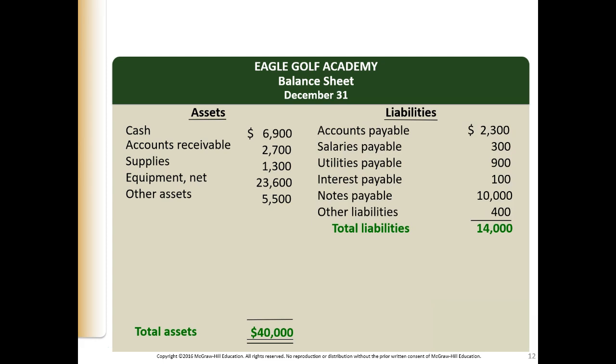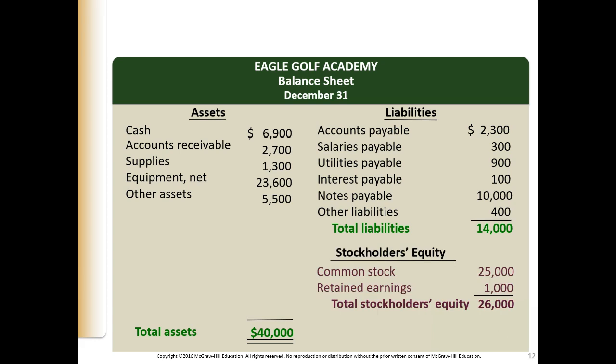On the right side, we start off with liabilities. List all the amounts that we owe other people: suppliers, utility companies, banks, or whomever. Then we have the stockholders' equity section, which will show the amount the owners have invested in the business in the form of common stock and the retained earnings that have remained in the business. So the two sides balance, $40,000 in total assets and $40,000 in total liabilities and stockholders' equity. Again, the assets must always at all times equal the total liabilities and stockholders' equity.